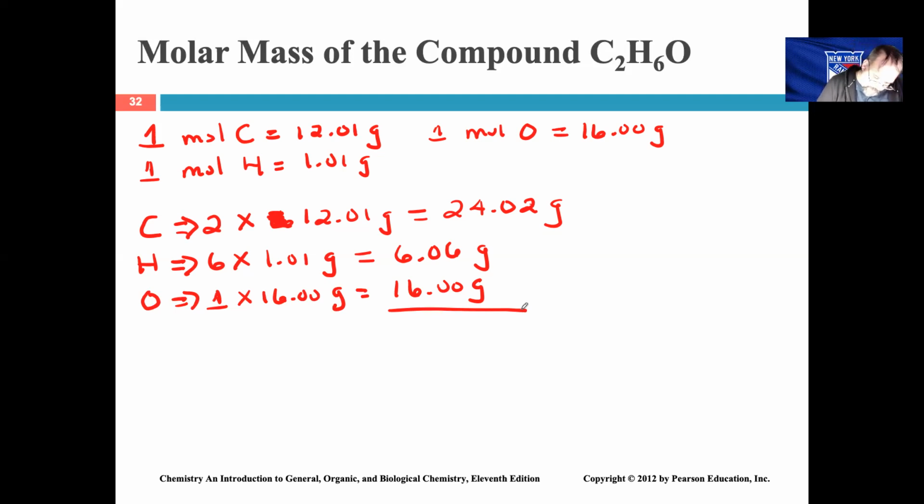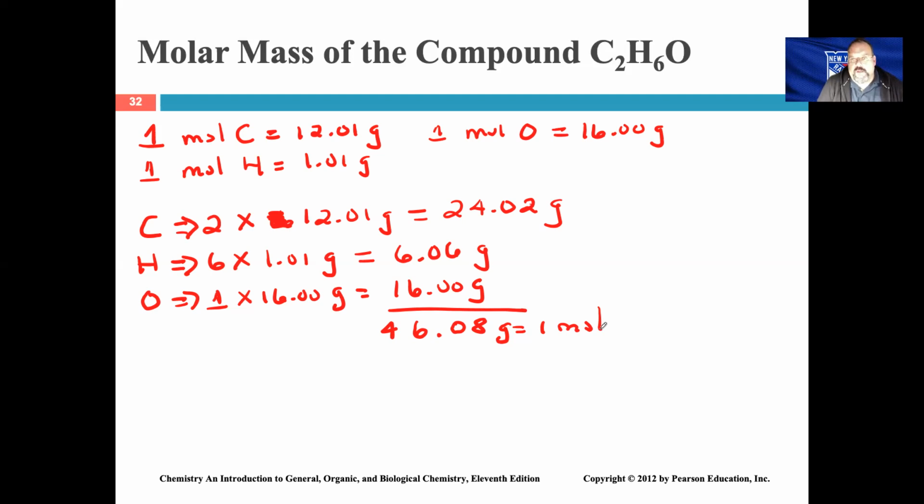So I get 8, and 0.4 and 0.6 is 1.0, 16, carry the 1, 3, 4, I get 46.08 grams is equal to 1 mole. Next time I'll use the calculator. 46.08 grams is equal to 1 mole.